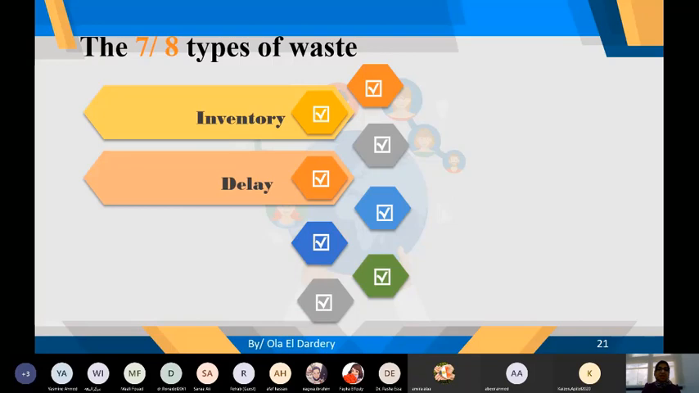The second thing is delay. Delay, of course, is an issue, and it's a very huge source of waste. Whether we're talking about delay in providing the service in the right time, or delay of an employee's personal life when this employee is going to be late for work, and so on. So these are all sources of delay.